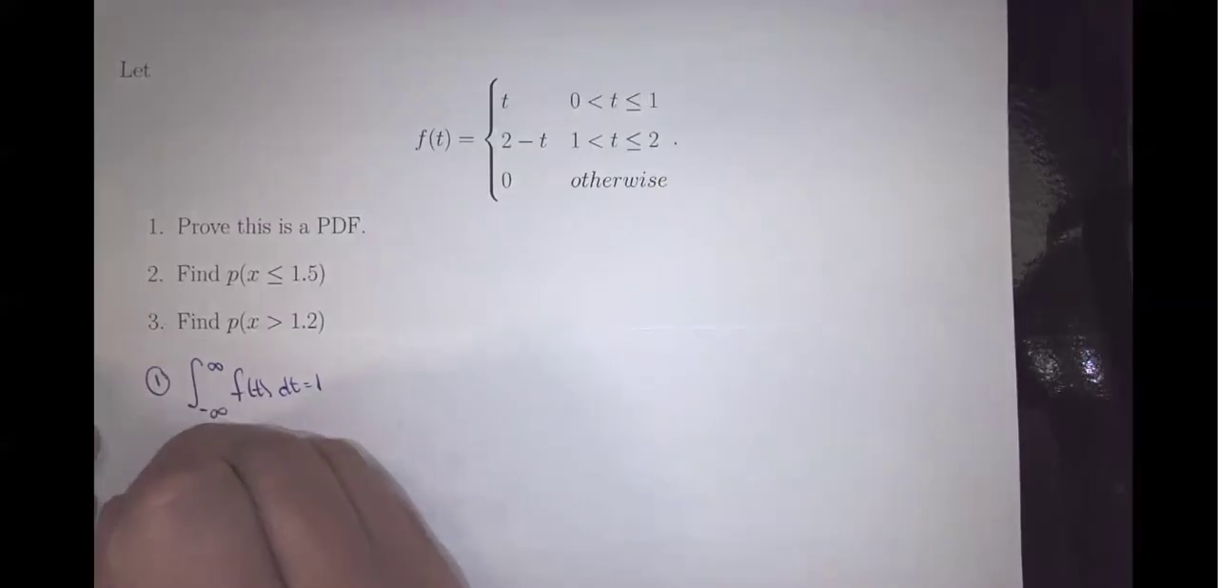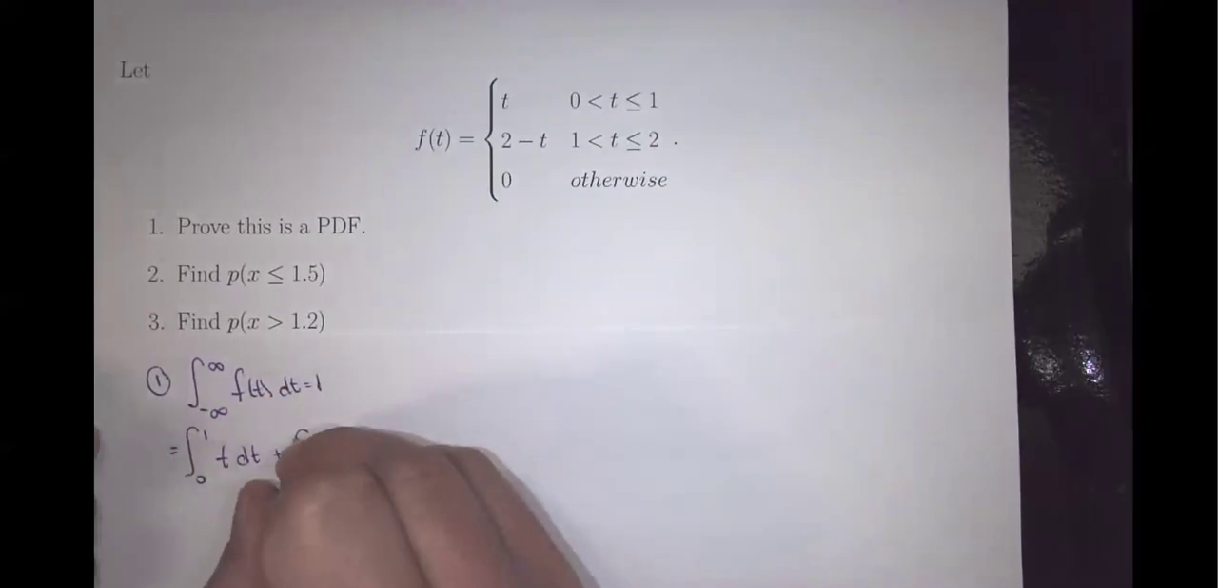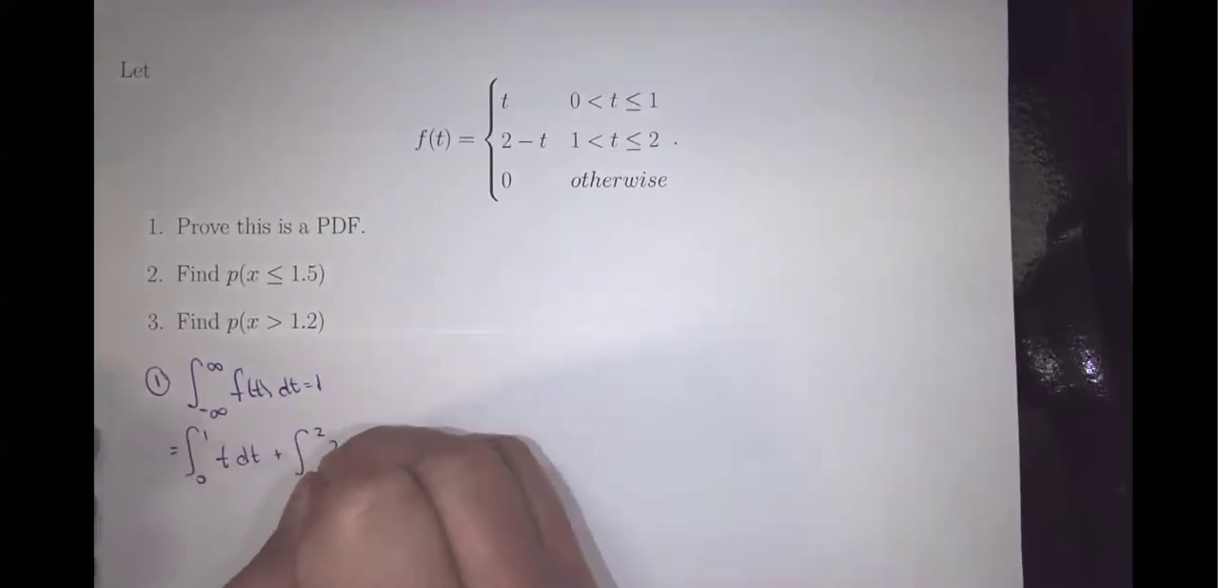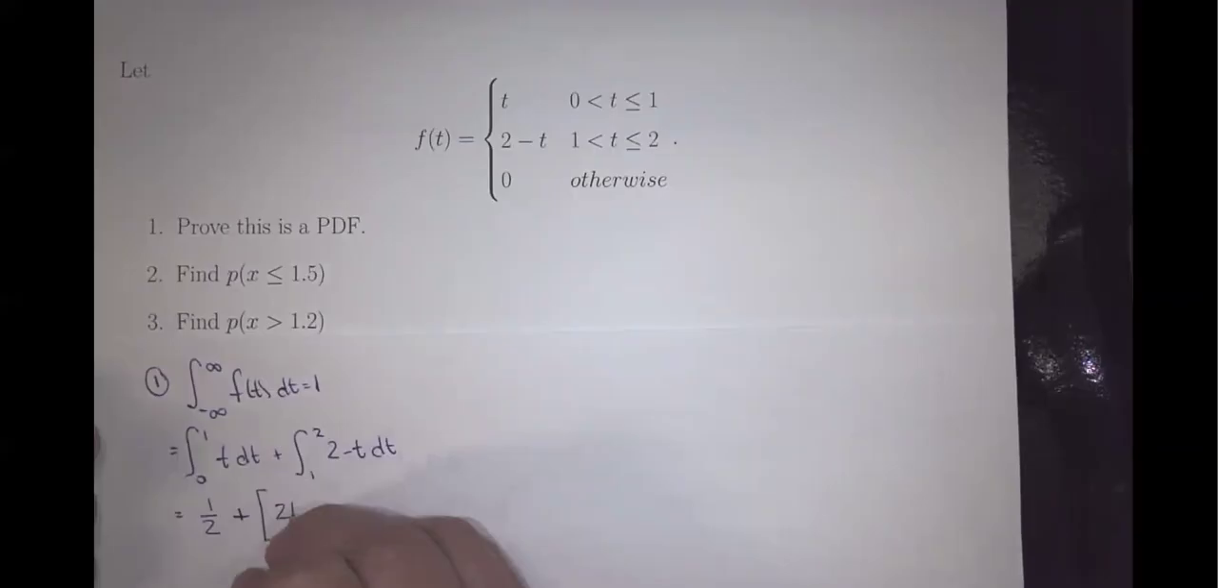So this simplifies then to the integral from 0 to 1 of t dt plus the integral from 1 to 2 of 2 minus t dt. This first integral is a half t squared. When you evaluate at 1, we get a half. When you evaluate at 0, you get 0. Plus, the second part is 2t minus t squared over 2. And this goes from 1 to 2.